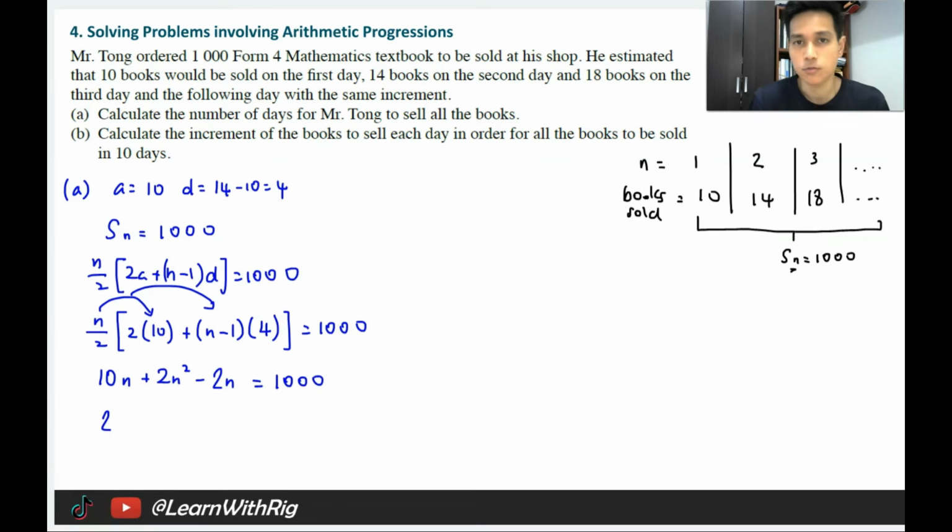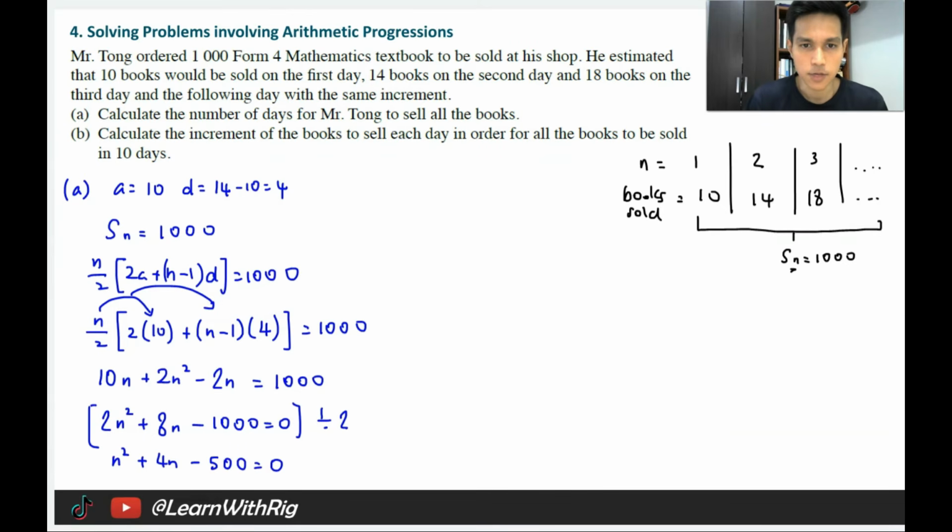Now if you think this is too fast, you can do it step by step. I just want to do it a bit quicker. So 2n square plus 8n minus 1000 equals to 0. From here, actually you can use your calculator, but you should get a decimal number. So you can use the formula to solve this. You can simplify this first. You'll notice that this whole thing can divide by 2. So you get n square plus 4n minus 500 equals to 0.